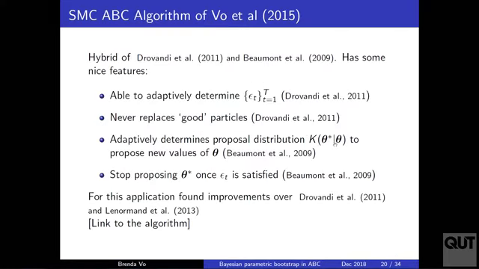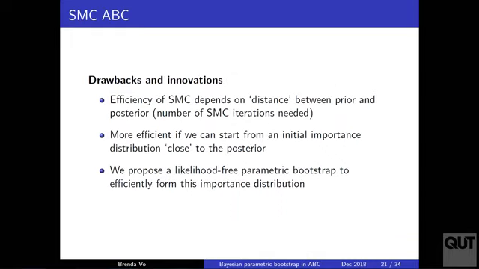Right, so that is the SMC ABC that we will use later on when we couple it with the Bayesian parametric bootstrap. I said before that SMC ABC is more efficient if we can find initial importance distributions that are closer to the posterior, so we reduce the number of iterations. That is where the idea comes from. So we will use the parametric bootstrap to generate the initial importance distributions, and then use that in SMC ABC.